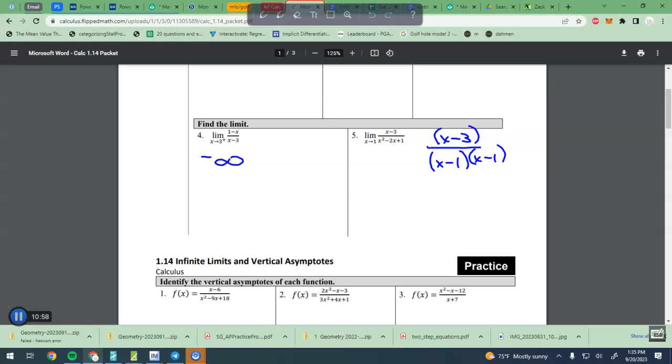When you check a limit, you have to check from both sides. Like in number 4, they told you to check from the right. In number 5, they're just saying it in general, so you should check one from the right and one from the left.